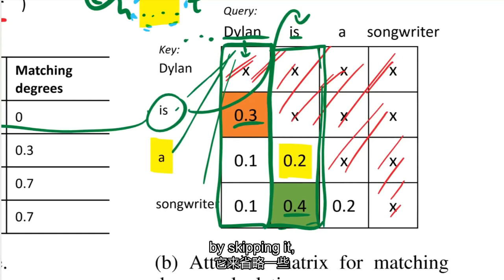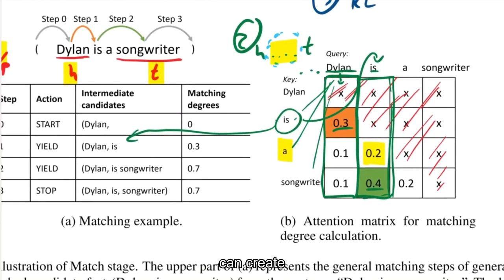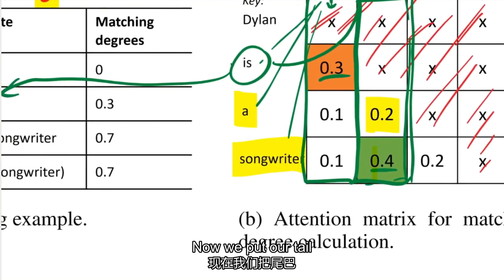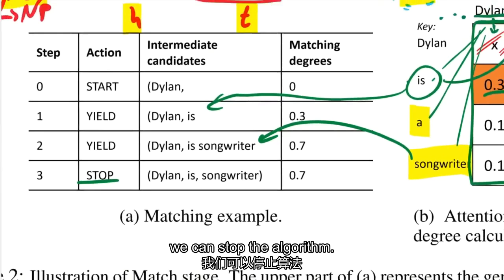By skipping it, basically. So you can see that this can create artifacts, right? This can create kind of holes in the middle and so on. But we skip "A", we go directly to the 0.4, and then we discover, the 0.4, that is our tail. So now we put our tail into here, and since our tail is the last word, we can stop the algorithm.